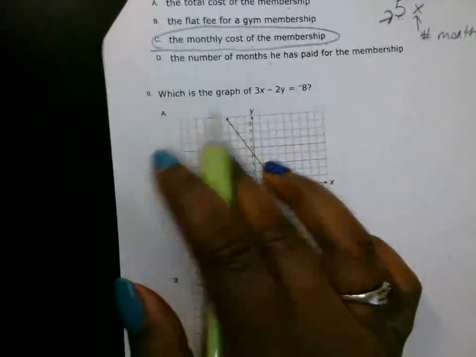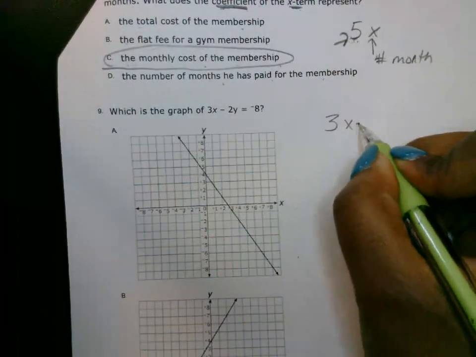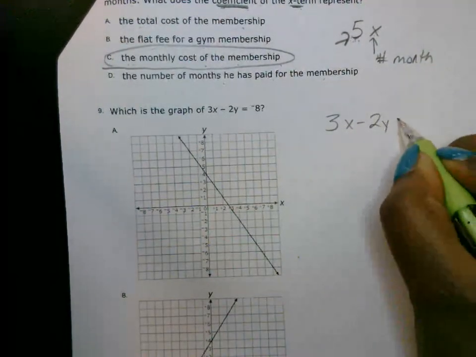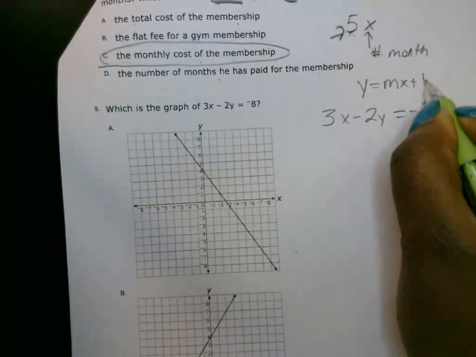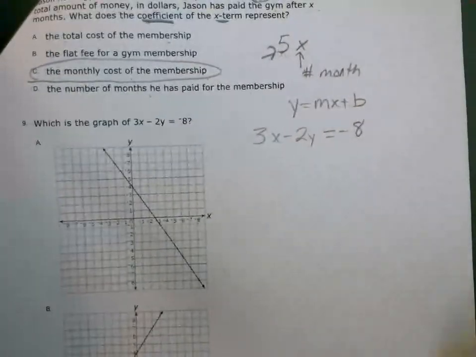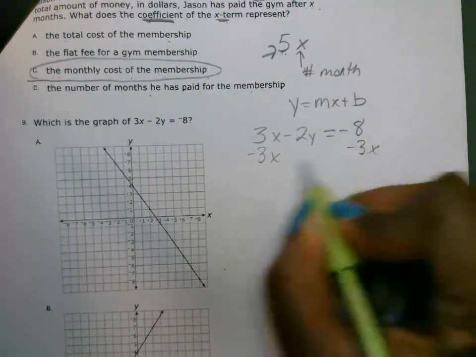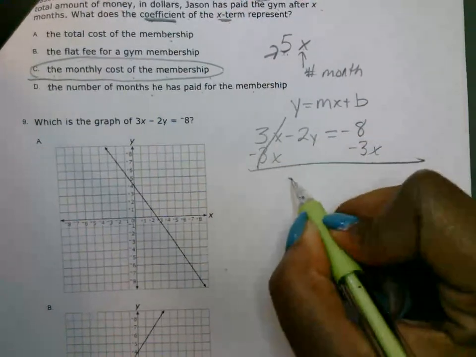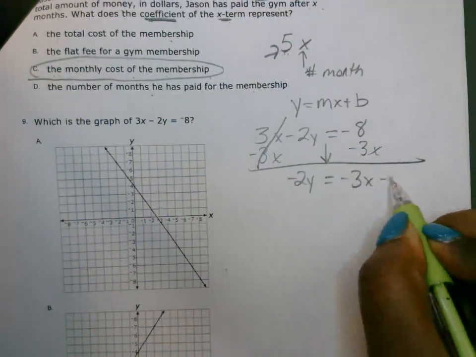Which is the graph. So I'm going to write this equation in slope-intercept form for number 9. Slope-intercept form is y equals mx plus b. That's how you graph linear equations. It has to be written in that form first. So now I'm going to subtract 3x on both sides. This is gone. I'm left with 2y is equal to negative 3x minus 8.